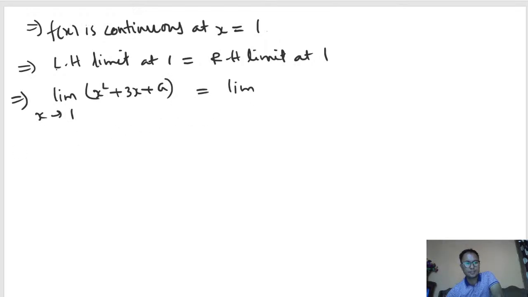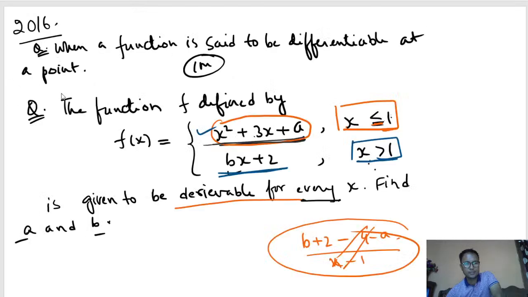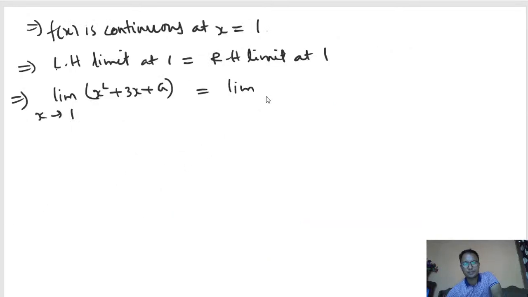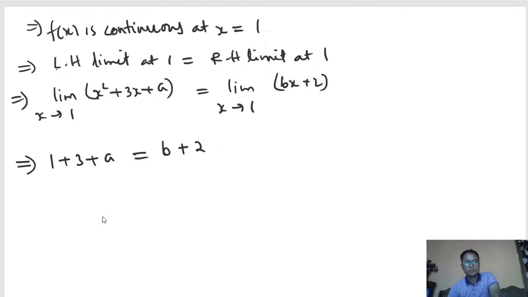Right hand limit, x greater than 1: the function for x greater than 1 is bx plus 2. Limit at 1, now put the values here: 1 plus 3 plus a. If you put it here, this will be b plus 2. The left hand limit and right hand limit are the same, so 4 plus a is equal to b plus 2. So b minus a, we are getting the same value here.